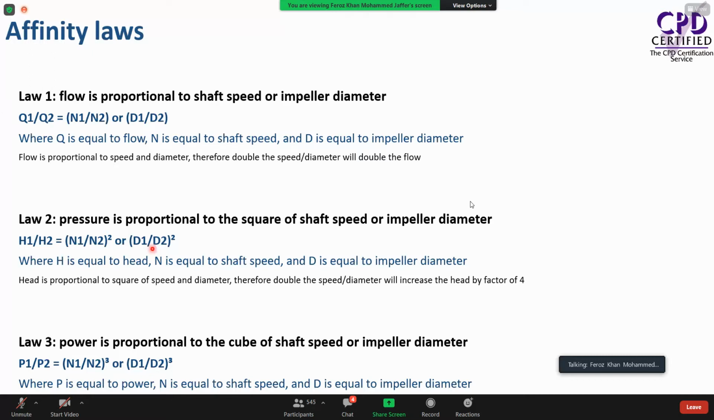Then the last law is the relationship between power and speed or diameter. Power is proportional to the cube of speed or diameter. So P1 by P2 is equal to (N1 by N2) to the power of 3, or (D1 by D2) cubed.